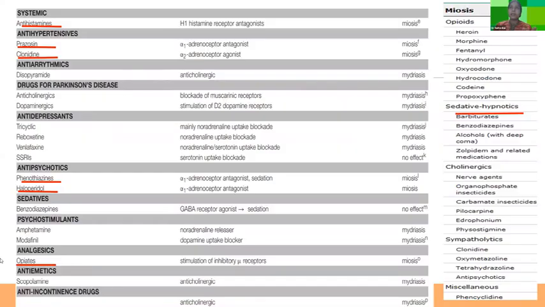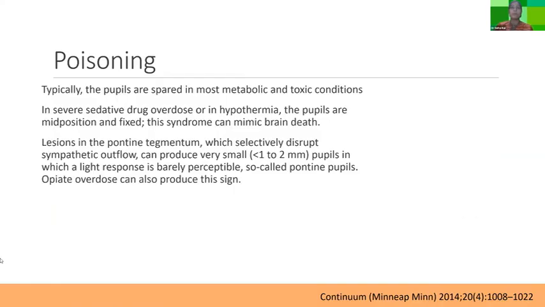This is a very busy slide, but it is just to give an overview of the drugs that lead to miosis. So systemic, the antihistaminics, antihypertensives, prazosin, and clonidine lead to miosis. Among the antipsychotics, haloperidol, phenothiazines, and opioids lead to miosis. And at times, sedatives, hypnotics, barbiturates are also known to cause miosis.